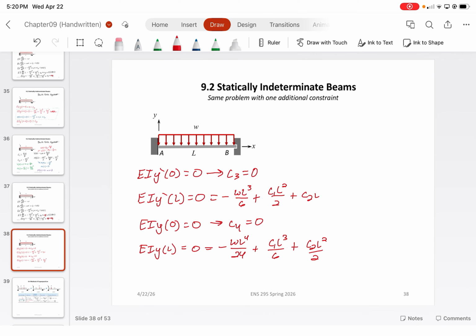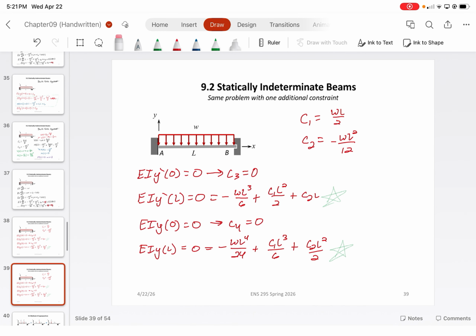All right. Next step, take the two equations that are here and there and solve for the unknowns. And when you solve for them using the system of equations, you should get that C1 and C2 are equal to C1 being wL over 2, and C2 is negative wL squared over 12. Make sense? All right. So now let's continue solving for the problem.